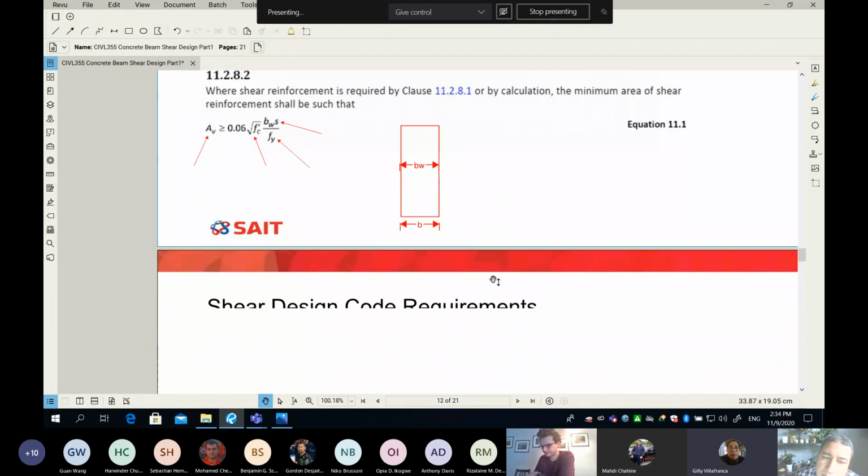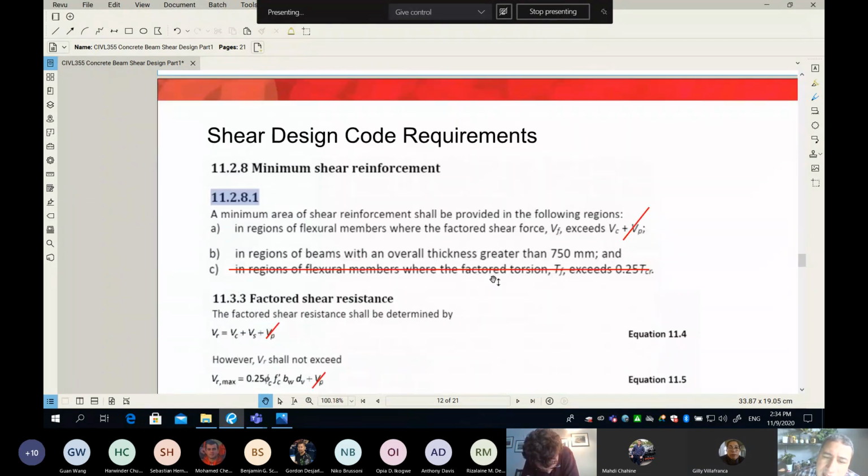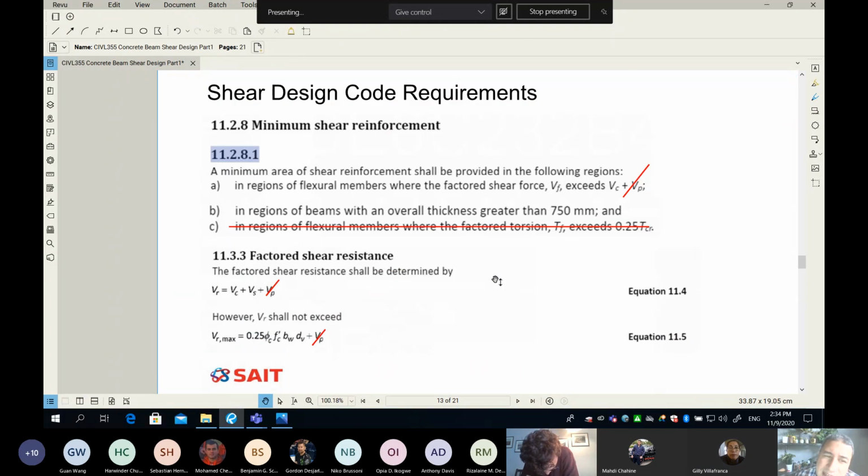Okay, so here is what Jelly was saying. She was thinking that anytime I build a beam, it has to have some stirrup. But you will see, when you read 11.2.8.1, exactly when we should add some stirrup.